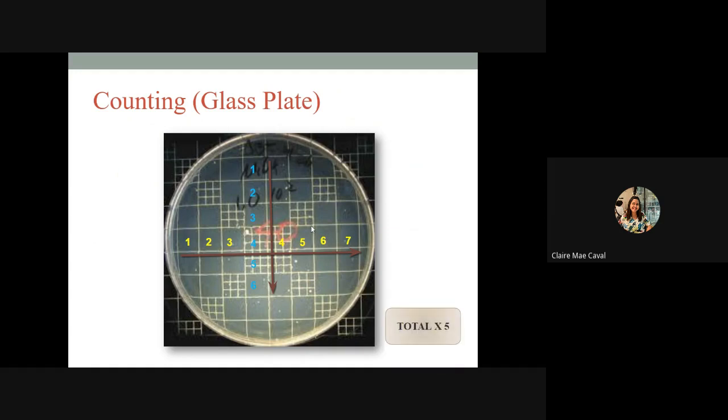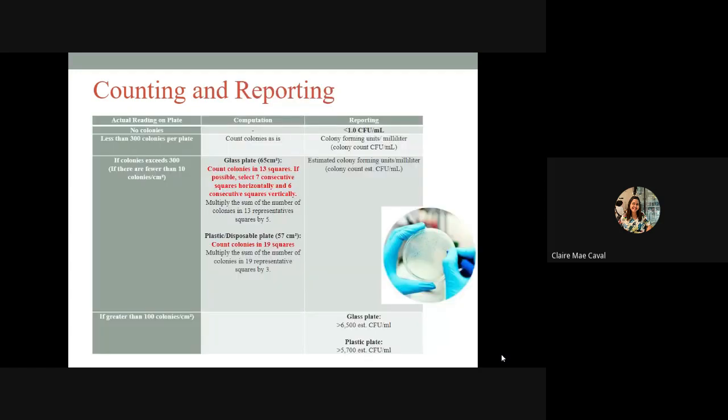Okay, after counting, you multiply the total by 5. And that is already the number of colonies. So if no growth or zero, report it as less than 1.0 colony forming unit per ml. Per ml lang kasi 1 ml lang naman yung sample. Less than 1.0 kasi again, two significant figures tayo, okay? So this is how you count the glass plate.